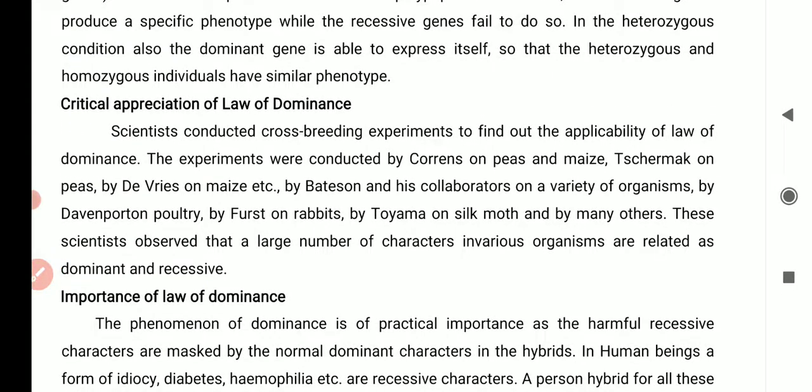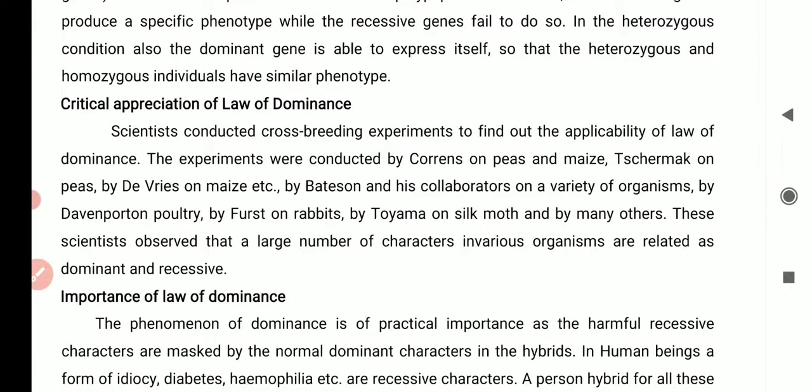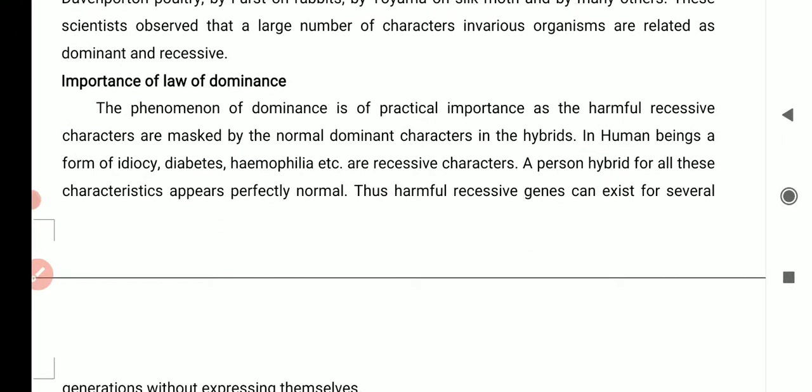So we have appreciated this law because scientists have done the crossbreeding experiment, and we find out that it is practically applicable, what he thought and what is done. All right. So now the importance.